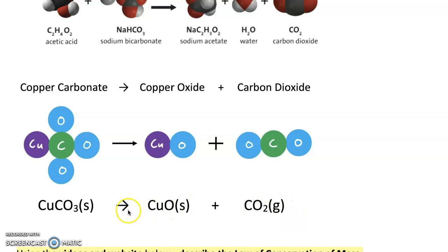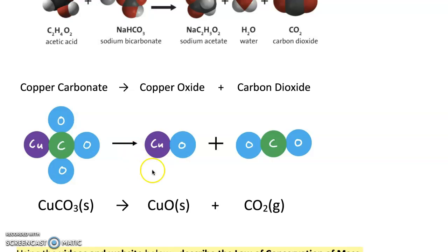And again, when you stop and you look in terms of being a balanced equation and looking at the law of conservation of mass, I have 1 copper here. In my products, I have 1 copper. There's 3 oxygens, and in my products, there's 1, 2, 3 oxygens, 1 carbon, 1 carbon. So in terms of the law of conservation of mass, what I started with in terms of atoms is what I end with in terms of atoms.